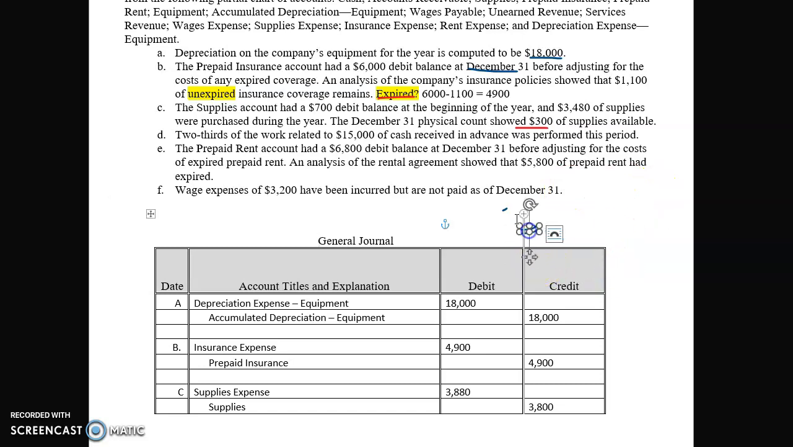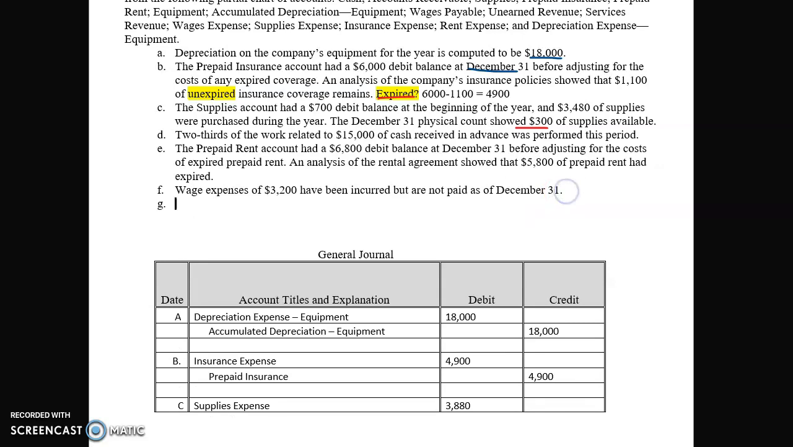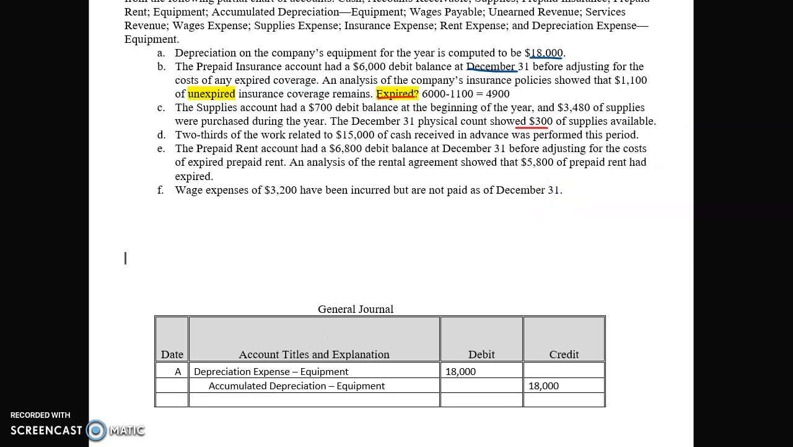Let's tidy up a little bit. And let's create some room. All right, so sorry about that. So we got supplies. I can't even draw a straight line with a mouse.